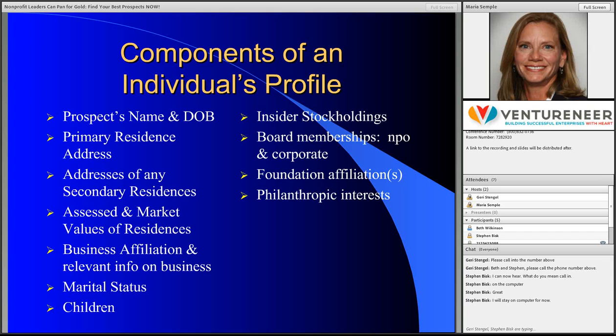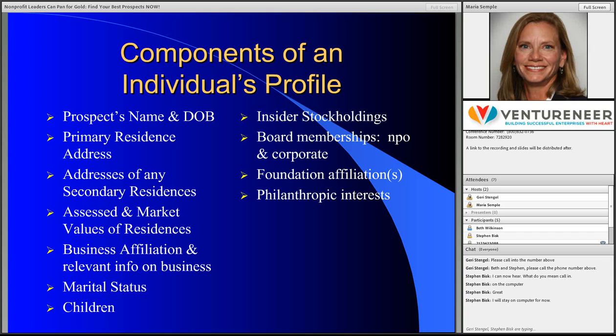Print resources: I already talked about how you would definitely want to use your local library for those print resources. We'll touch upon the internet and fee-based resources today, and some of the public records, in addition to tax assessment records, as I mentioned earlier.